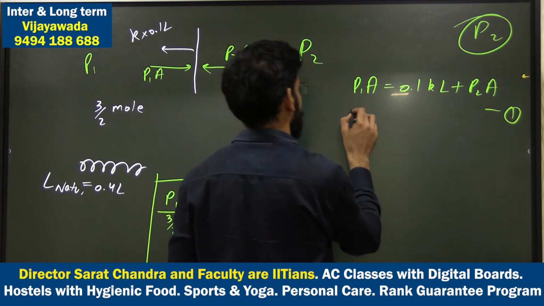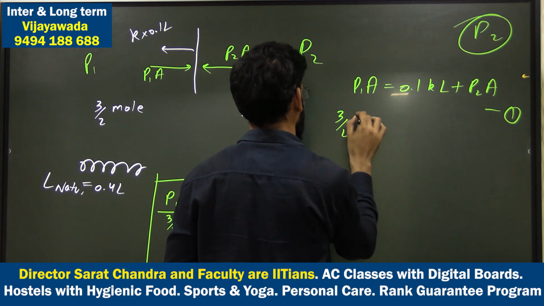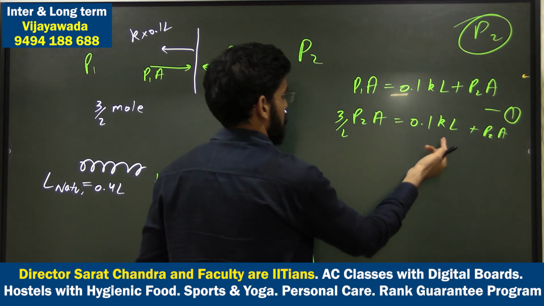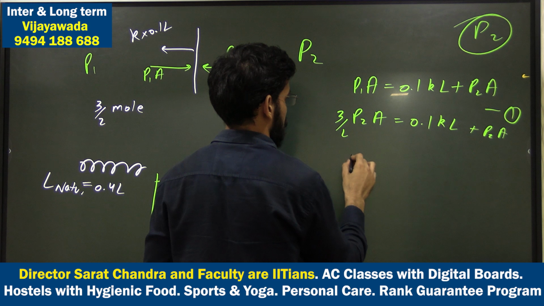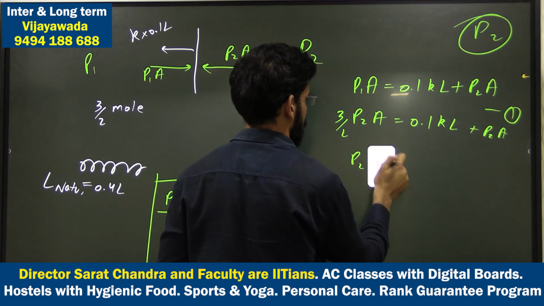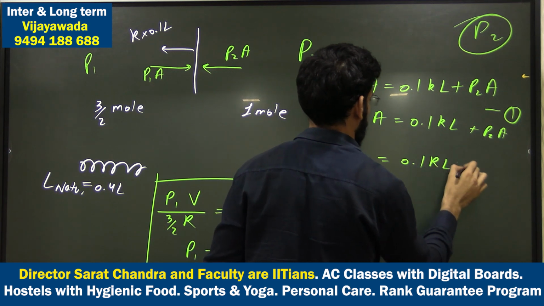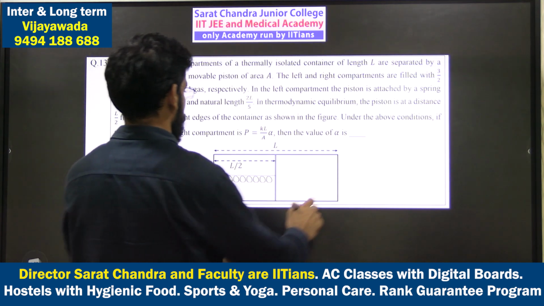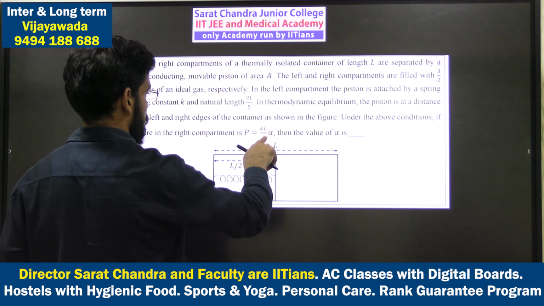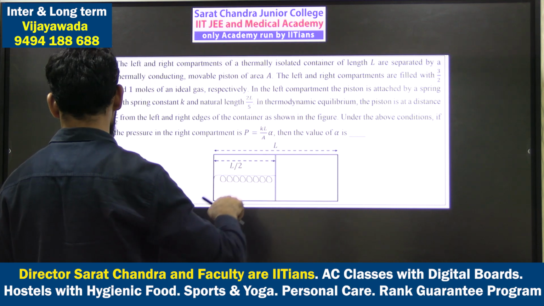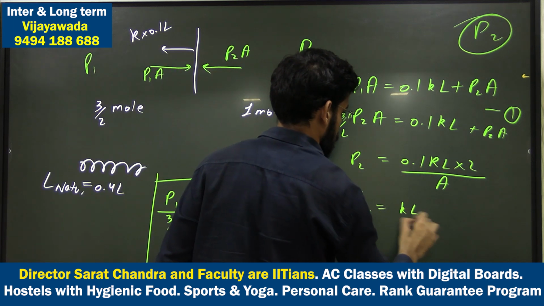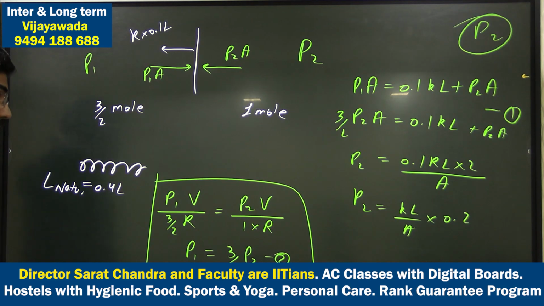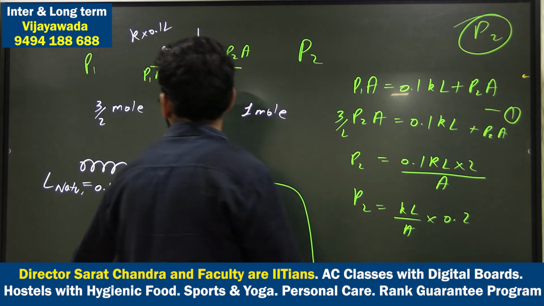So if we put the P1 value there, we can say 3 by 2 P2 into area equals 0.1 KL plus P2 into area. P2 this side, 1 by 2, 2 that side. P2 into area, or area also you take that side, 0.1 KL into 2 by area. So P2 is nothing but, he's asking KL by A into alpha, right? KL by A he's keeping as it is, KL by A into 0.2 is there, so 0.2 is your alpha, so 0.2 is your answer here. Just a very easy question, right? So this we can do. Okay, next.